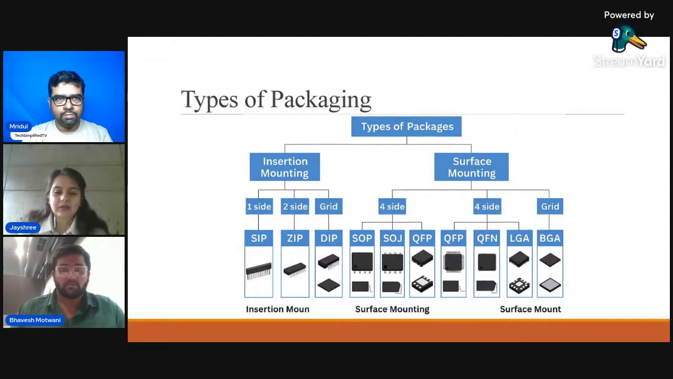So these are the basic ones which we use in our day-to-day life, from a cell phone to a TV and everything. This is the mostly used packaging.